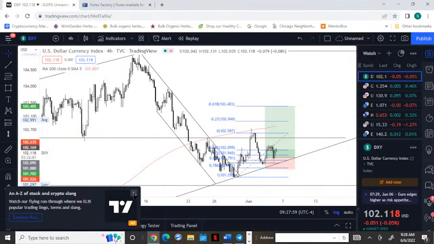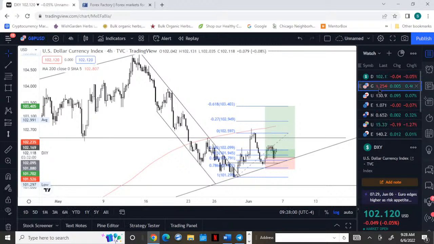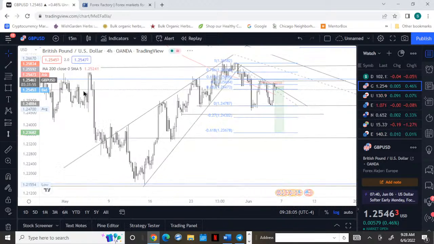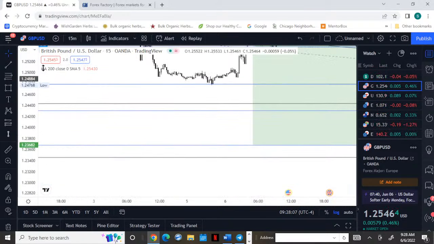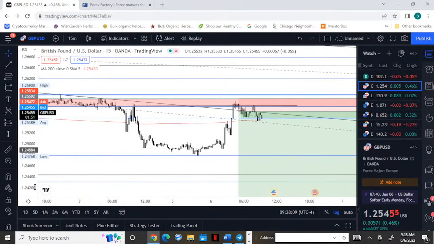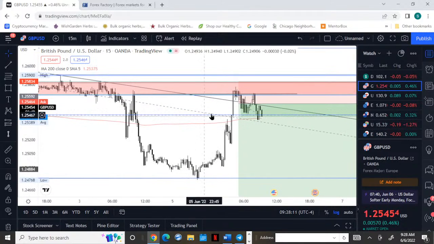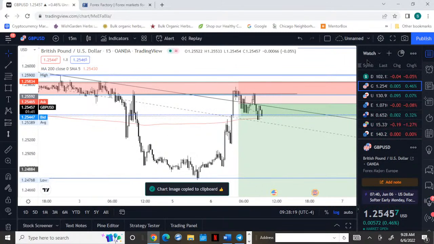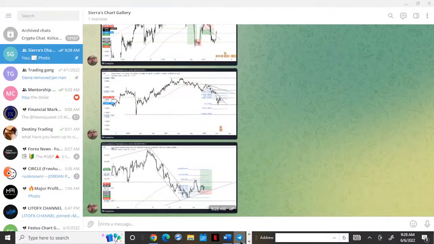Alright, it's 9:28. Gonna take a picture. Look at that nice double top break retest of that trend line. Like, can we just complete this vid? It's gonna be beautiful.